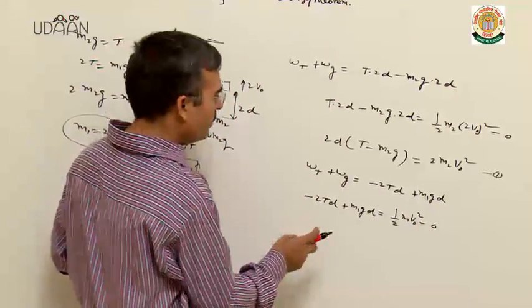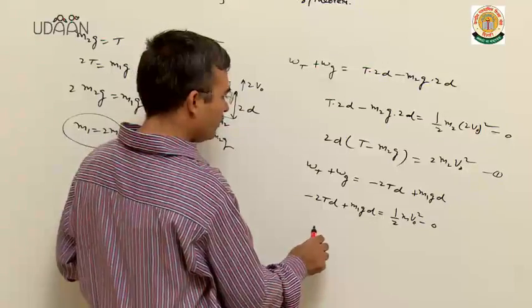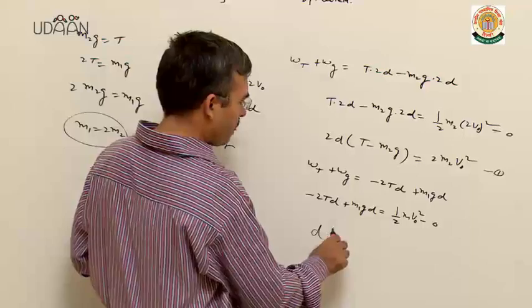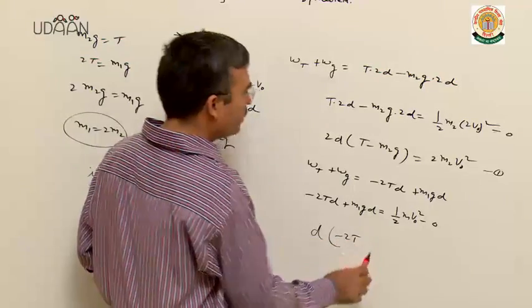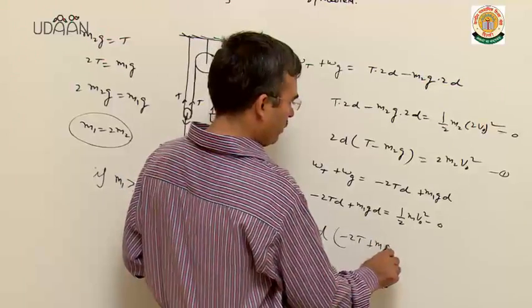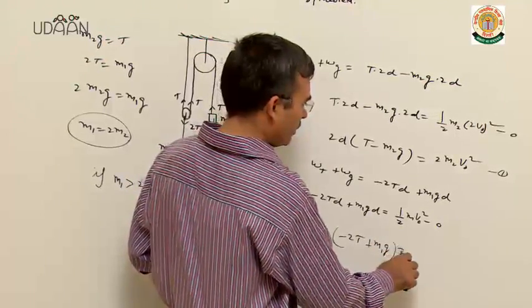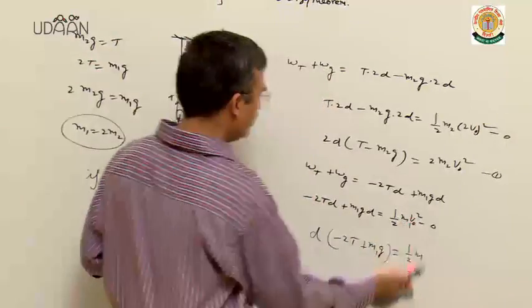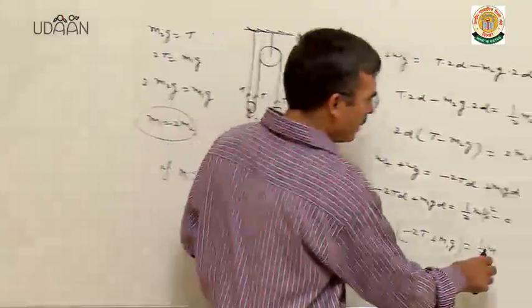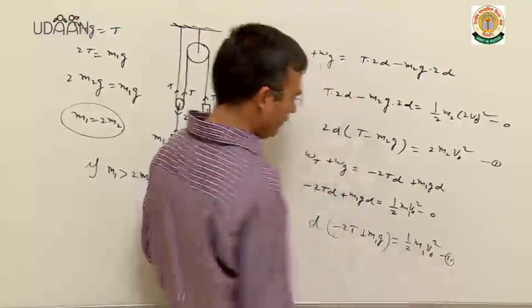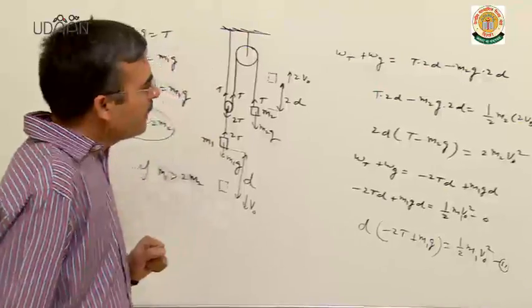So that will be equal to, suppose d is common, so minus 2t plus m1g, this is equal to, it is m1 here, half m1 into v0 square. Clear? Okay.